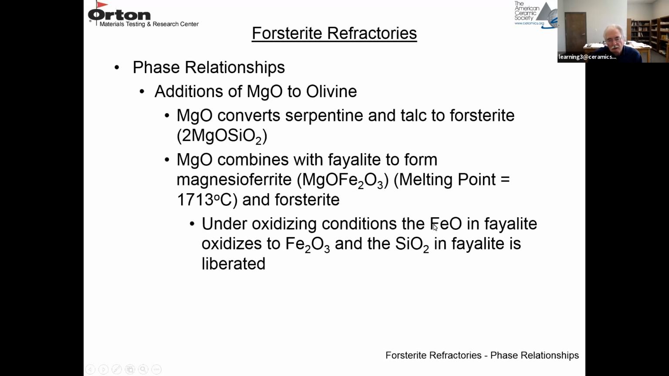Now, under oxidizing conditions, FeO in fayalite oxidizes to Fe2O3, and then that basically liberates silica. So the fayalite can decompose under oxidizing conditions to Fe2O3 and SiO2.